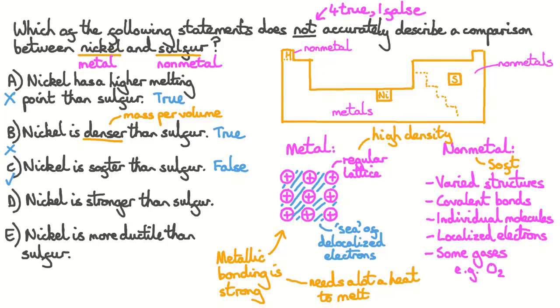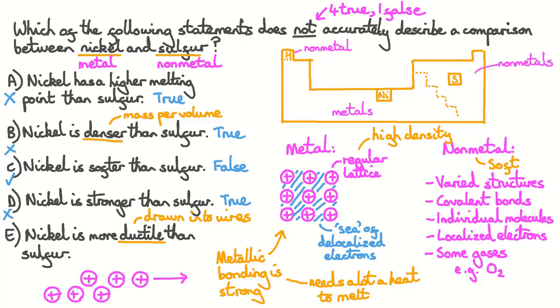D says that nickel is stronger than sulfur, and we've already seen that this is true. Metals are stronger than nonmetals. So D is incorrect. Statement E says that nickel is more ductile than sulfur. The word ductile means that a substance can be drawn out into wires. Metals are often ductile, again because of the structure.